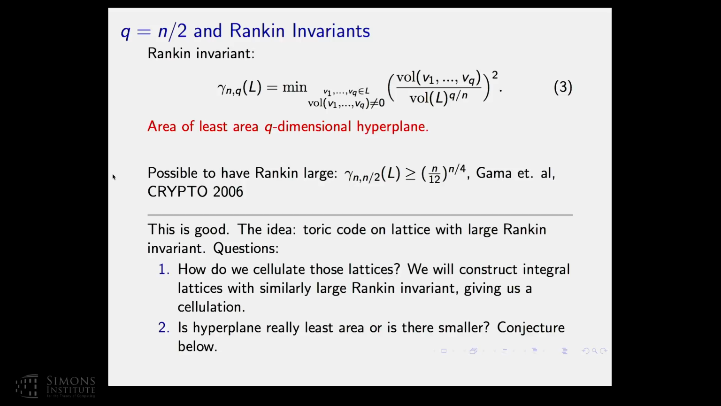Pick q vectors that are all in the lattice that span a non-zero volume. The determinant of the span by them is non-zero, and look at how that volume compares. The volume spanned by those vectors compares to the volume of the whole lattice, appropriately normalized, raised to the q on n, so it's normalized, and this factor of 2 is for historical reasons. So it's roughly the area of, you take a hyperplane in the lattice, not a single vector, but a hyperplane that's spanned by lattice vectors, and how does that compare to the volume of the lattice?